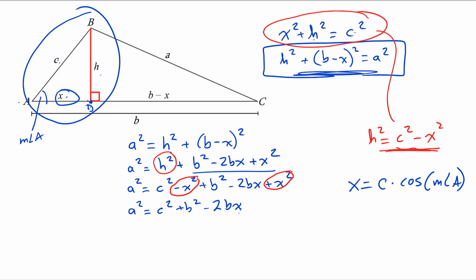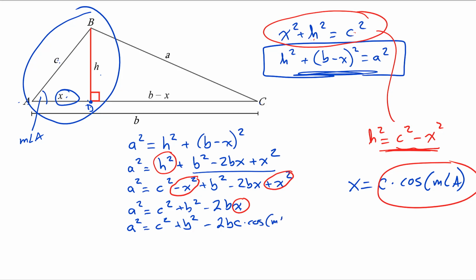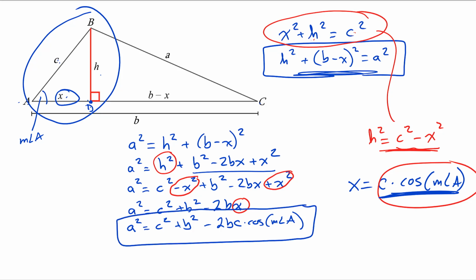So let's replace x in our formula with that equality. So we're going to replace x with c times the cosine of the measure of angle A. So we get a squared is equal to c squared plus b squared minus 2 times b times c times cosine of the measure of angle A, once we replace x with that. This is the law of cosines.